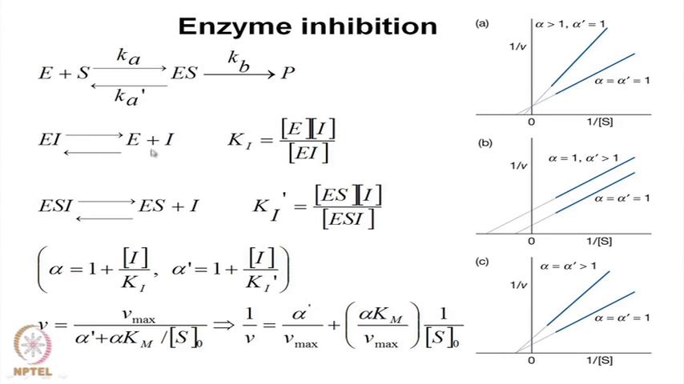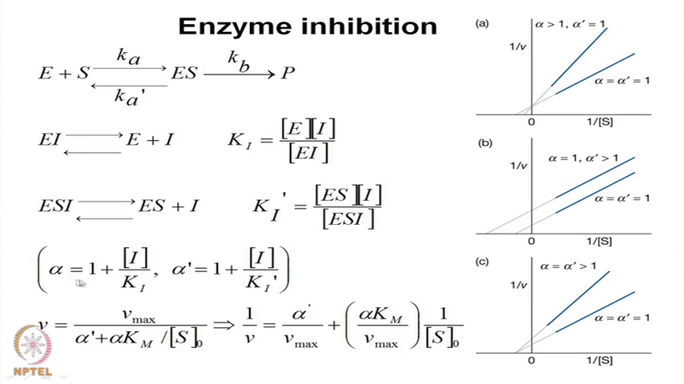The moment you add some inhibitor, what is going to happen? Maybe this inhibitor directly binds to the enzyme, producing the enzyme inhibitor complex EI, giving rise to E plus I and back to EI. So, this is one reaction. This is KI, for the inhibitor dissociation process. You can think in the other way also, and write this reaction in a reverse fashion. Another situation is that enzyme substrate binds to inhibitor producing enzyme substrate inhibitor, which in a reversible fashion gives enzyme substrate plus inhibitor. The corresponding equilibrium constant can be written as this.